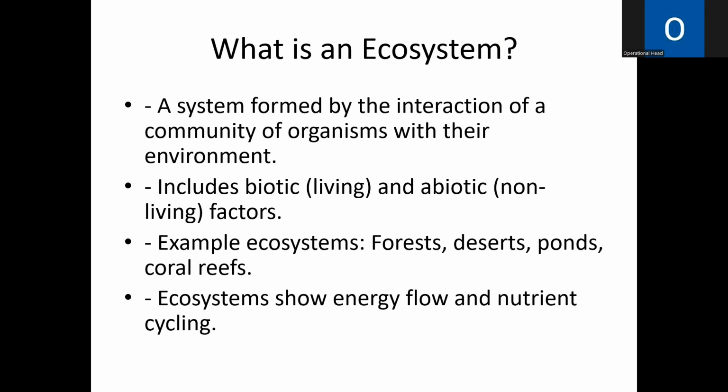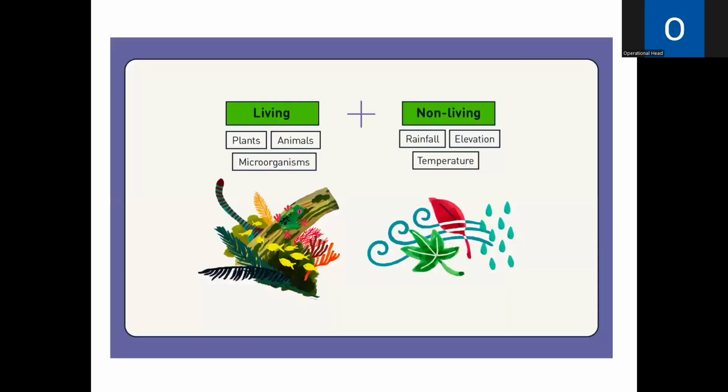Biotic means the living things such as plants, animals, bacteria, microorganisms, etc. Whereas on the other hand, abiotic means non-living things like temperature, rainfall, Mount Everest, soil, humidity, etc. Let's go with example ecosystems: forest ecosystem, desert ecosystem, pond, coral reef, and other ecosystems that show energy flow and nutrient cycling.